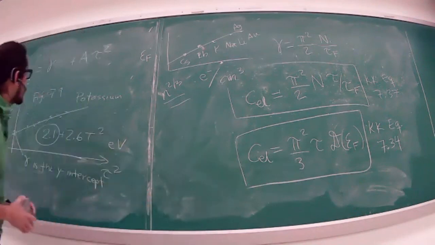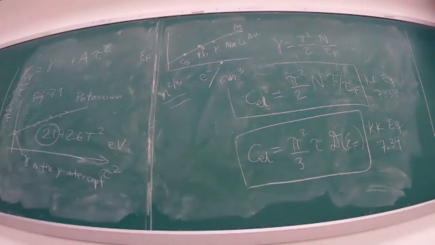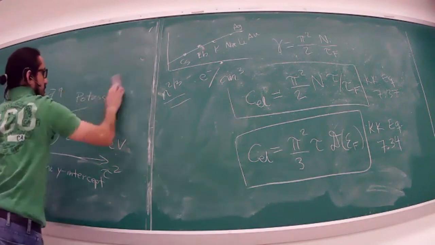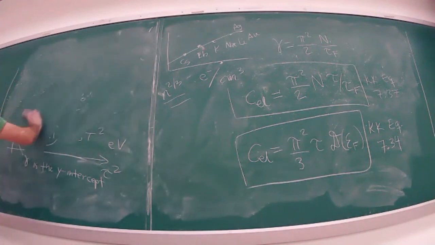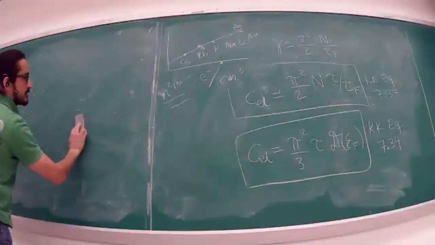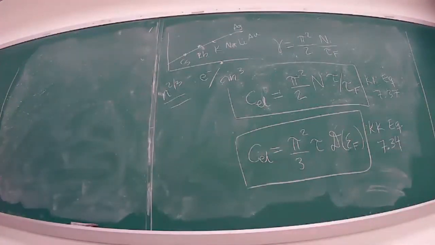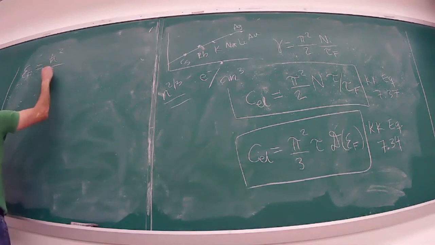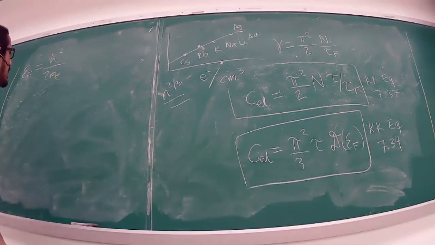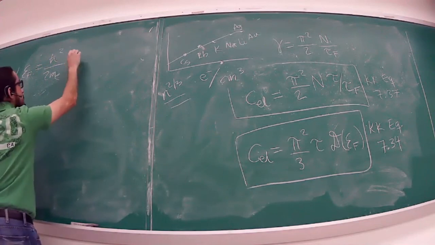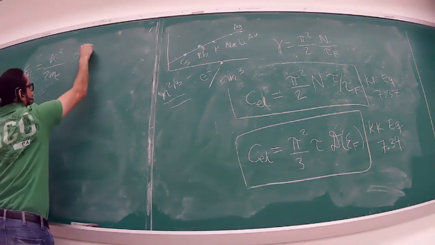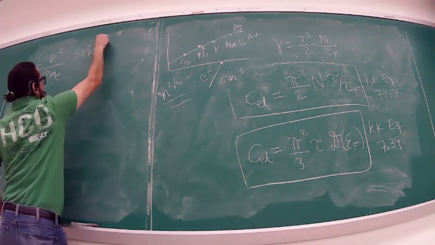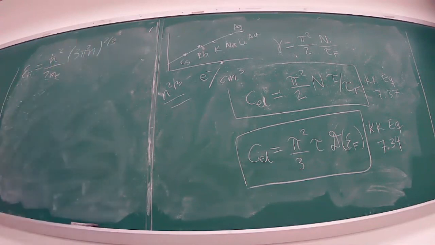So if you give me 3 more minutes, we have this equation. Right, so for the Fermi energy of a free electron gas.